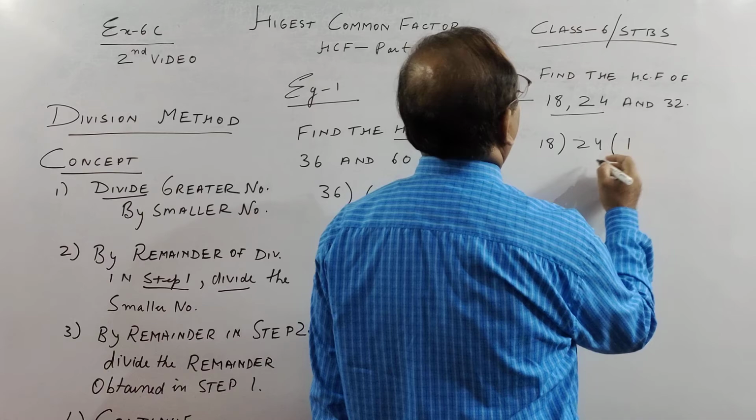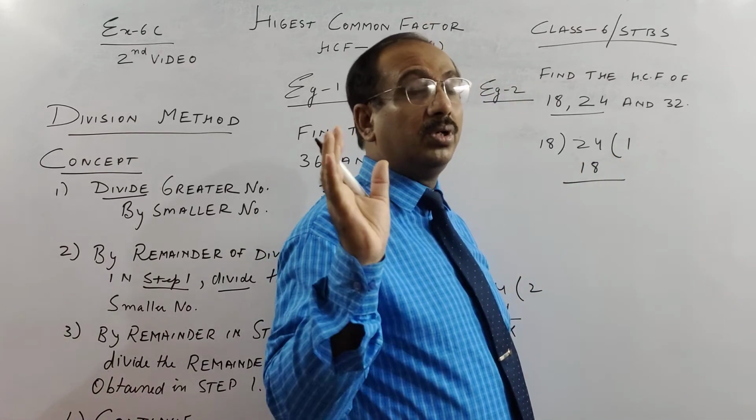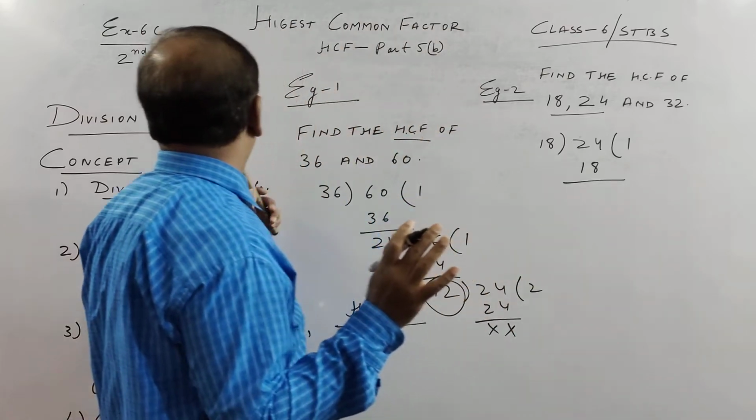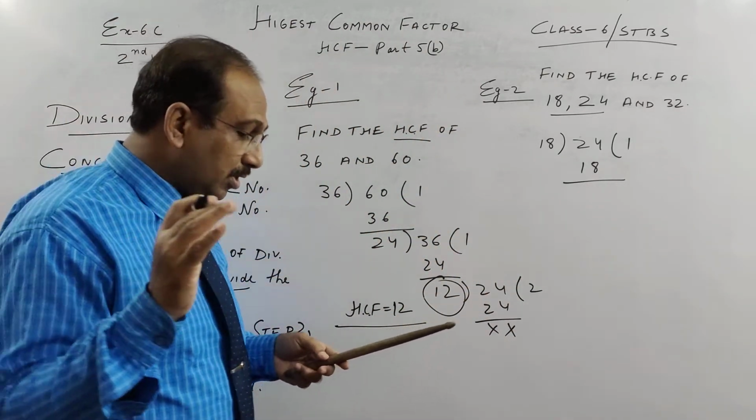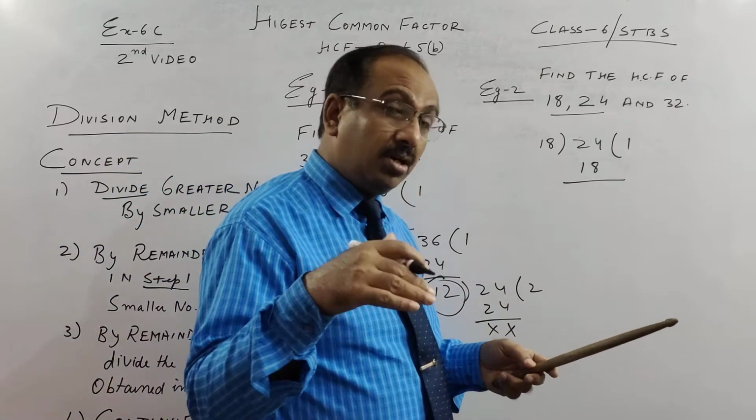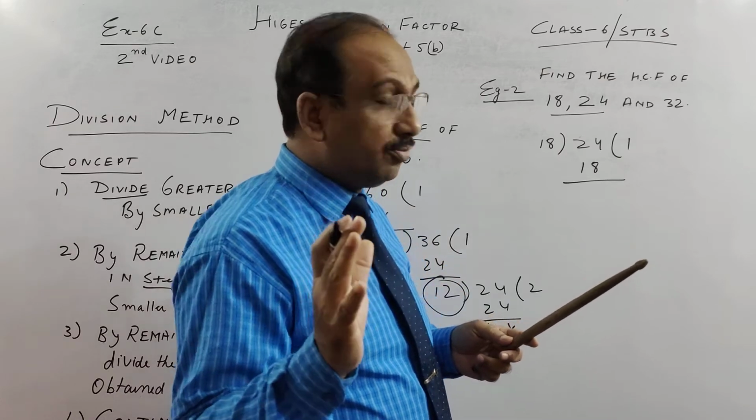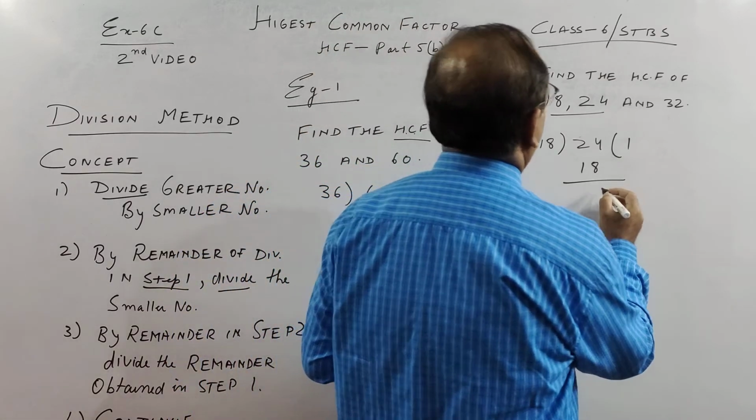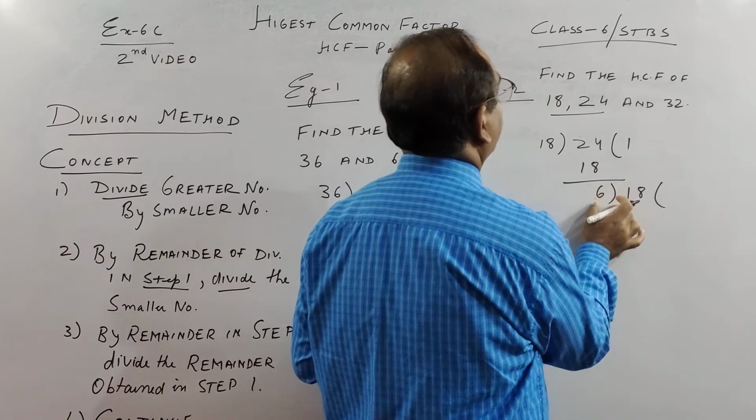So 18 ones are 18. You have to be good in division, children. I am assuming that you know division because this is the division method. I am not teaching you division here, I am teaching you HCF. If you are not good at division, please see your earlier classes. Now you are in class 6, so you have to be good at division. 6 comes, 18 will come here.